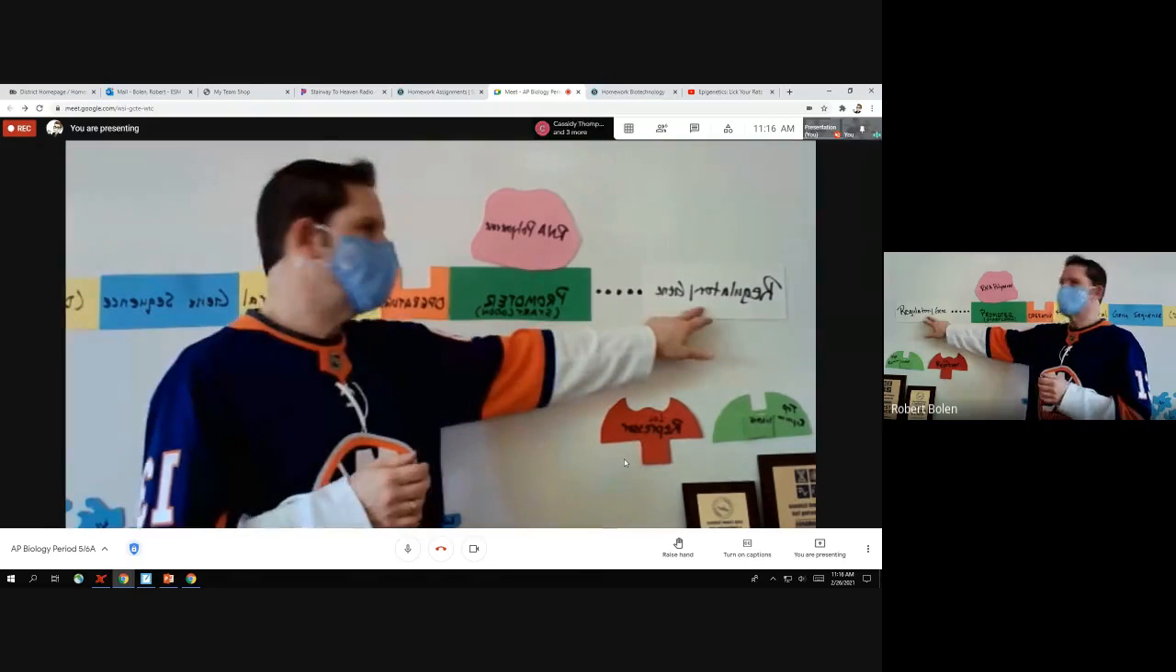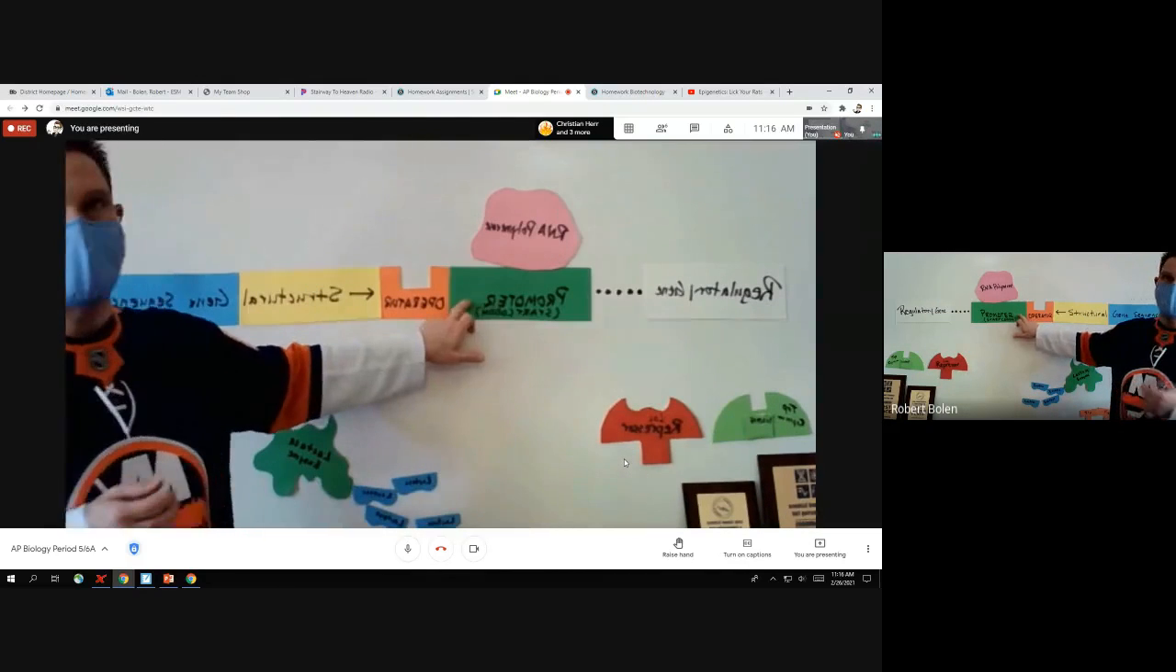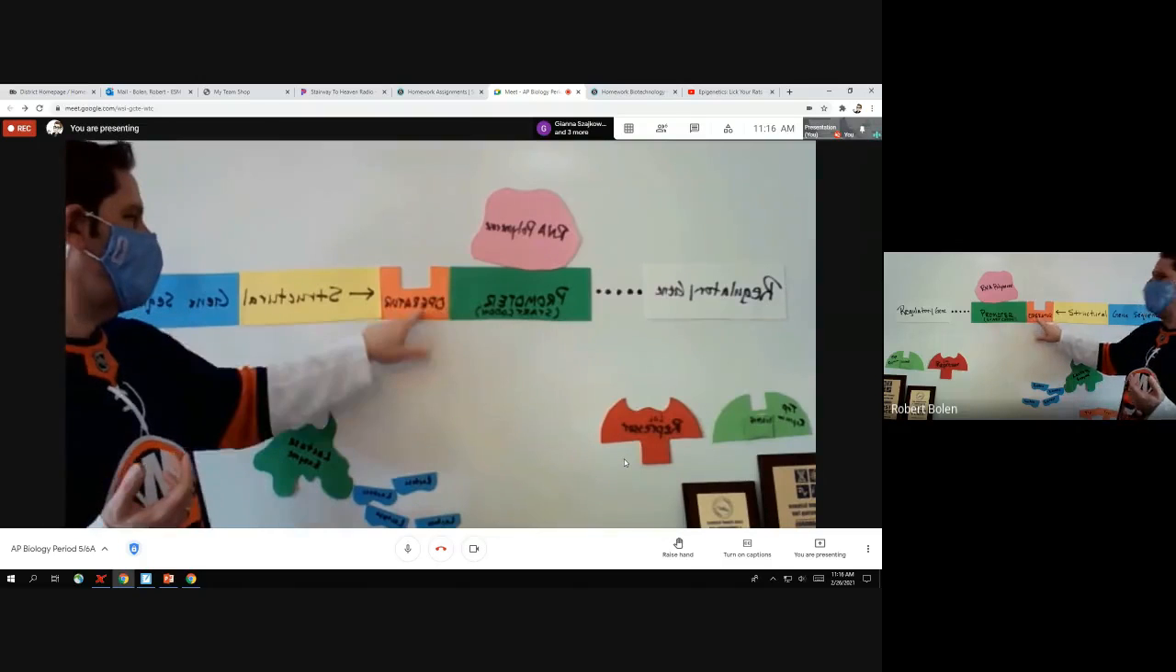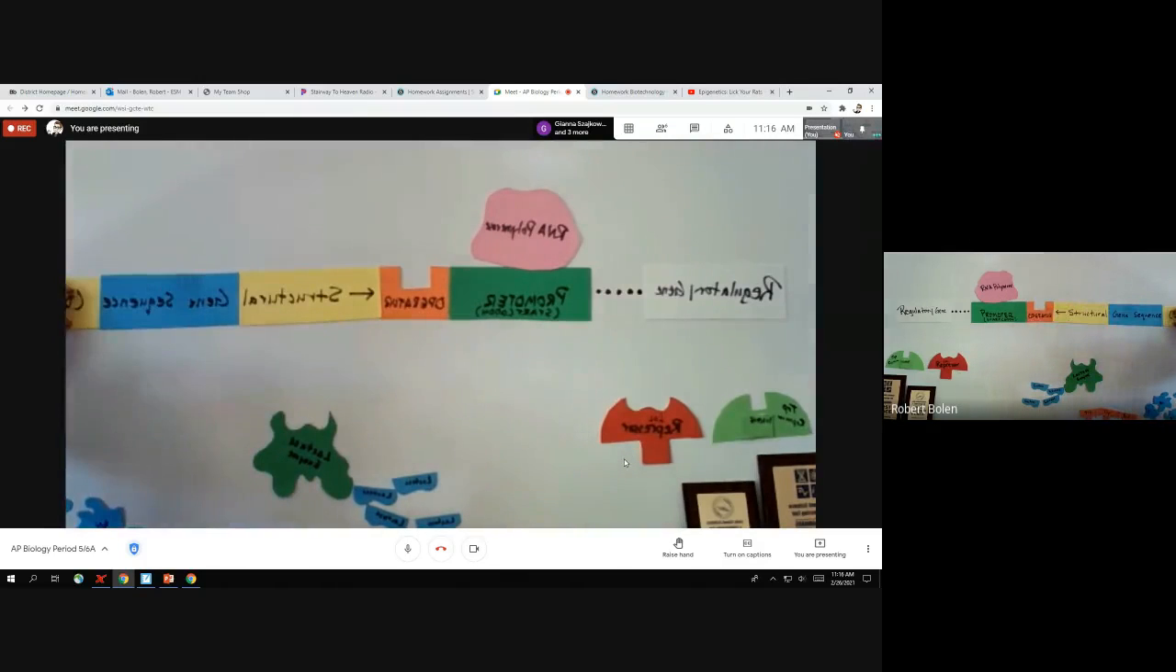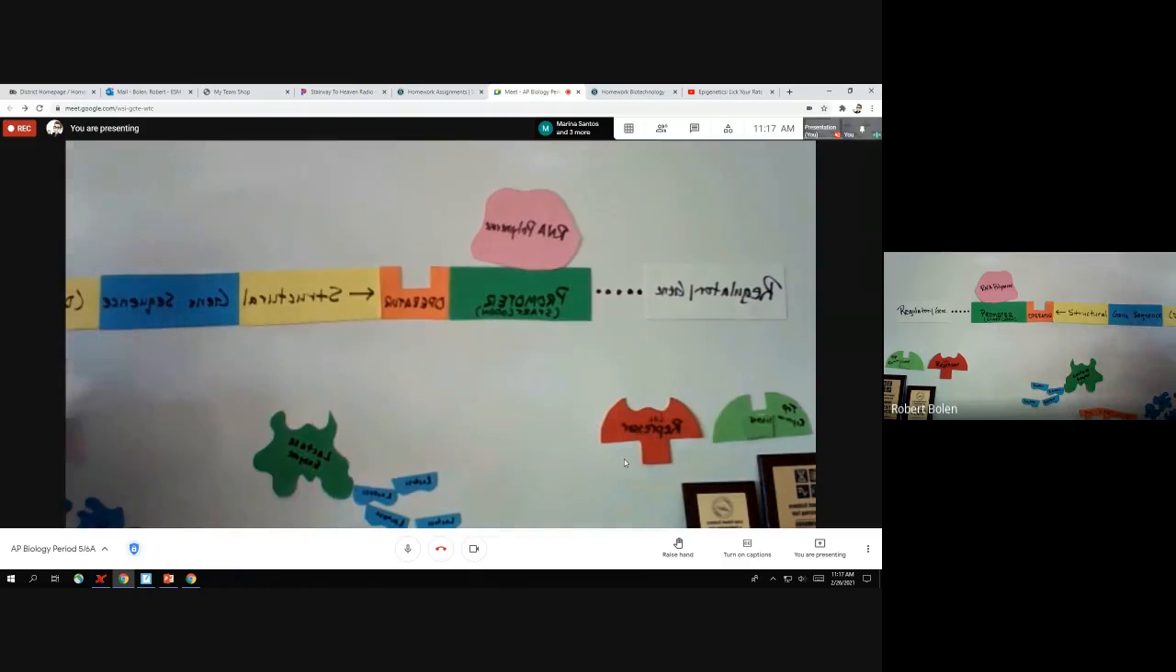First part is the regulatory gene. Then the second part is a promoter, which is your start codon. Then we have the operator and the structural gene, right? All of this is DNA. So this is a sequence that's going to code for a protein. And in the case of the trp operon and the lac operon, they're coding for enzymes, okay?